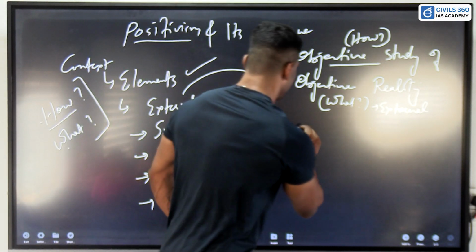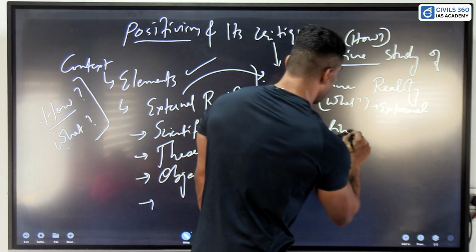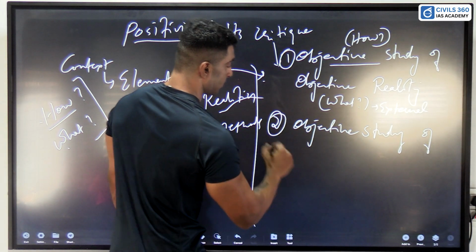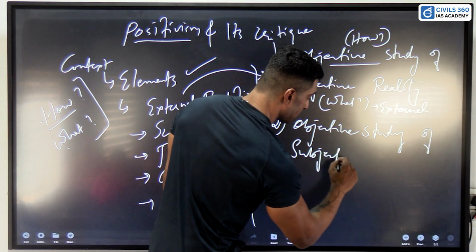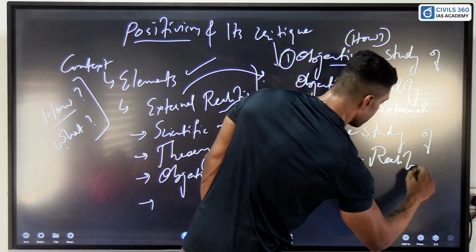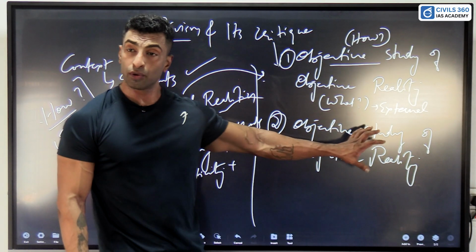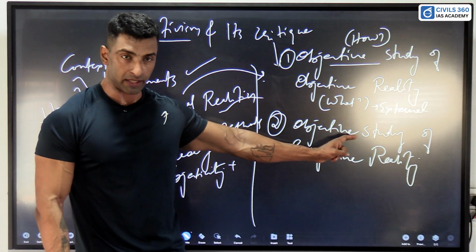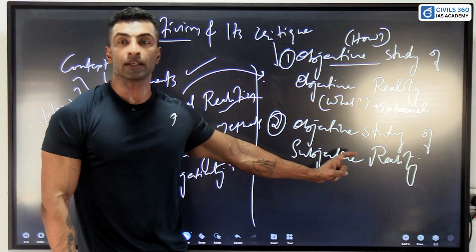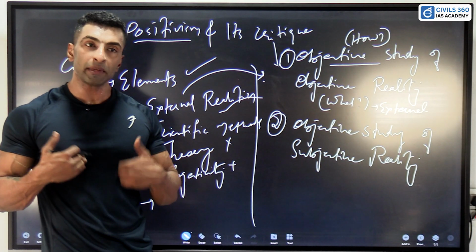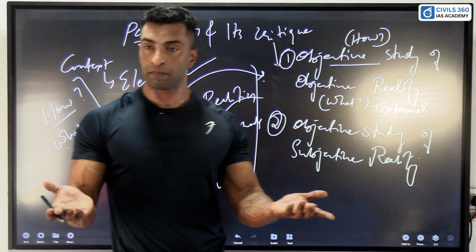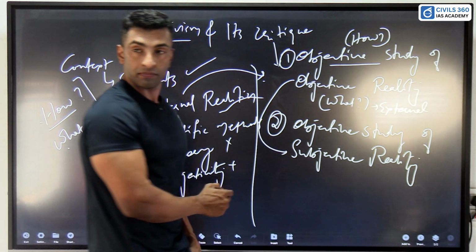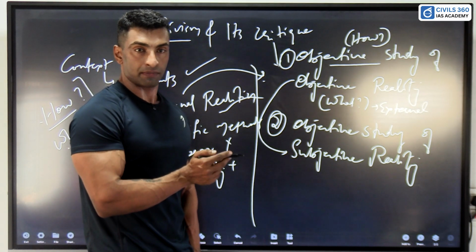Fine. Second, objective study of subjective reality. Who stands here? Weber and Mead. So how to study? Objectively. What are you going to study? Internal reality, which is subjective. Internal reality means it is subjective. It is different for different people. Fine. So where is the change now? There is a change here. What to study is changed. Subject matter is changed.